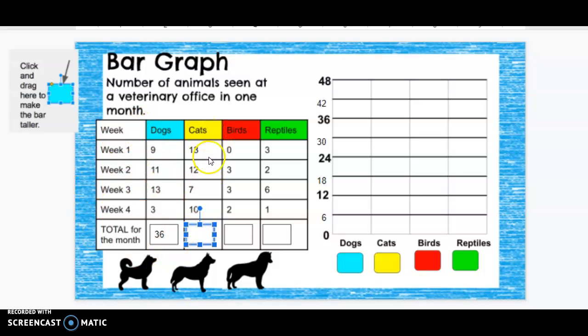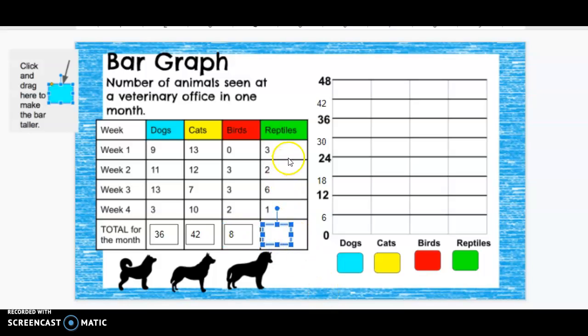So our cats, we have 13 cats on the first week, 12 on the second week, 7 on the third week, and 10 on the fourth week. So 13 plus 12 is 25. 25 plus 7 equals 32. And 32 plus 10 equals 42. And then the birds, you didn't have any birds on the first week. You had 3 on the second, 3 on the third, and 2 on the fourth week. So 6, 7, 8. So 8 birds total for the whole month.